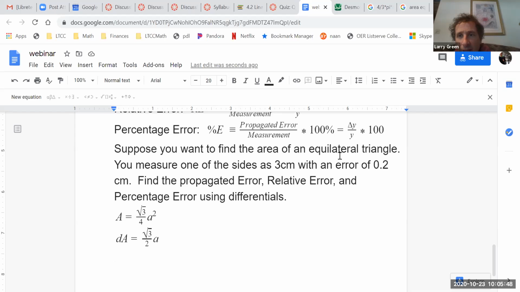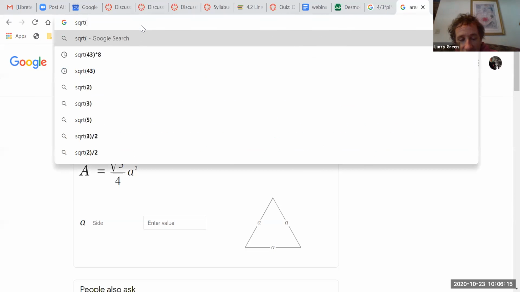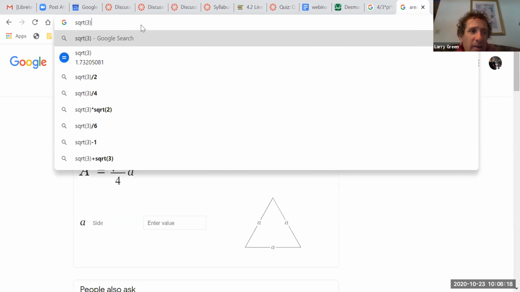We know that our error is 0.2. So I can plug that in. So let's do this. So square root of 3 over 2 times 0.2, which is, by the way, the square root of 3 times 0.1. And you may or may not remember the square root of 3, but we can always do SQRT of 3 if you don't remember it. And it's 1.732 is probably good enough.